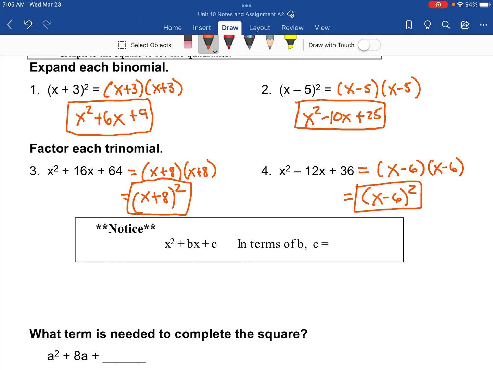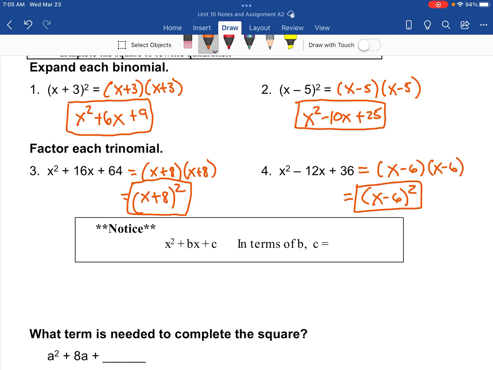Okay. So notice if we have a trinomial, x squared plus bx plus c, in terms of b, what is the value of c? Okay. What's the value of c? All right. Well, look at all the previous ones, all right? The value of c, if I was to take half of the value of b and square it, it would give us c. Half of, look at number 4, half of negative 12 is negative 6 squared is 36.